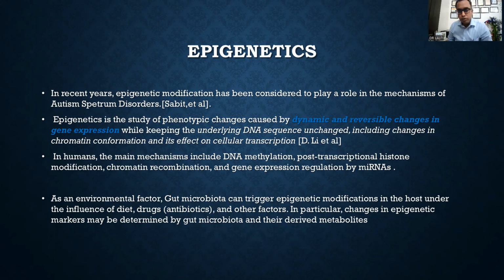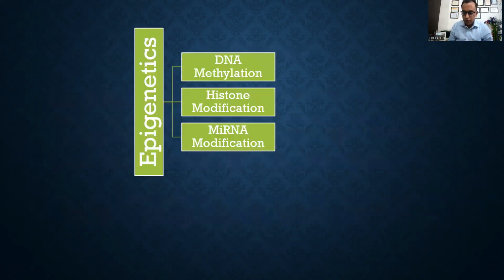In humans, what are the main epigenetic changes? DNA methylation, post-transcriptional histone modification, and miRNA modification. So the three most important epigenetic factors now considered in the ASD model are DNA methylation, histone modification, and miRNA modification. Let's discuss a bit about that. As an environmental factor, gut microbiota can trigger epigenetic modification in the host, which can bring about epigenetic changes and derived metabolites. So that is what I was telling you: nutrigenomics or nutrigenetics, gut dysbiosis, epigenetics, ASD.